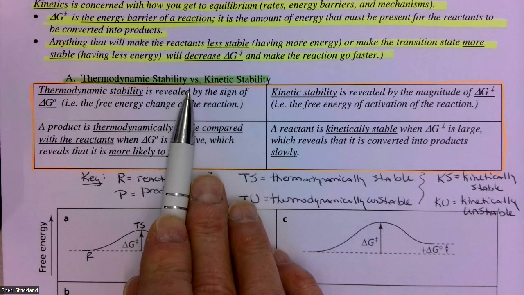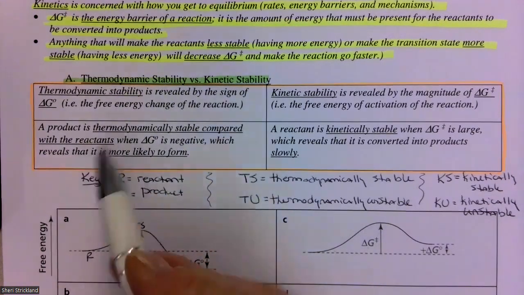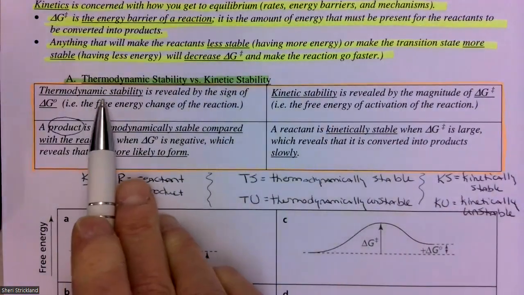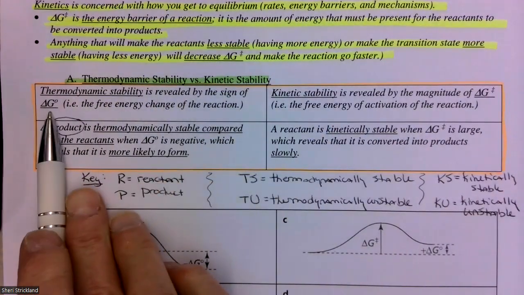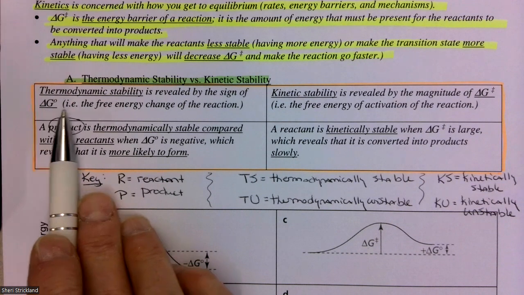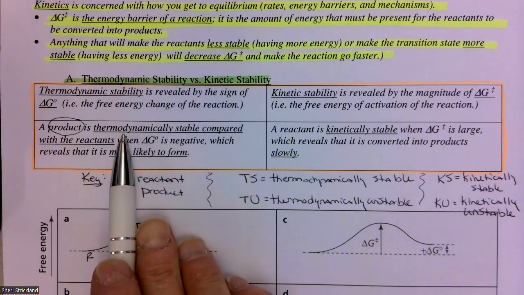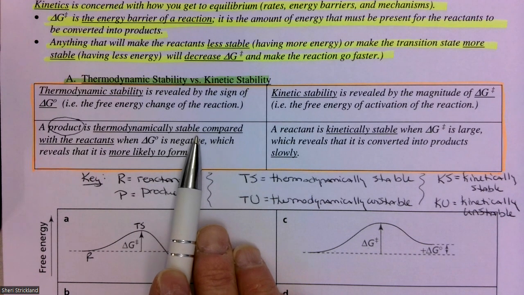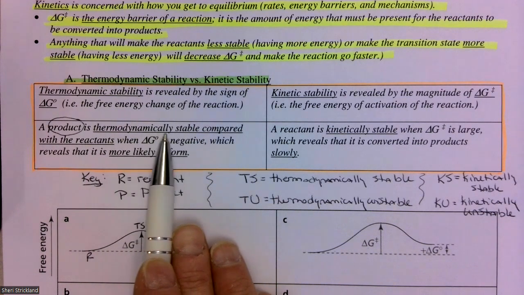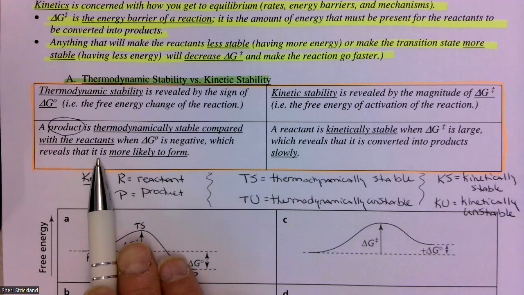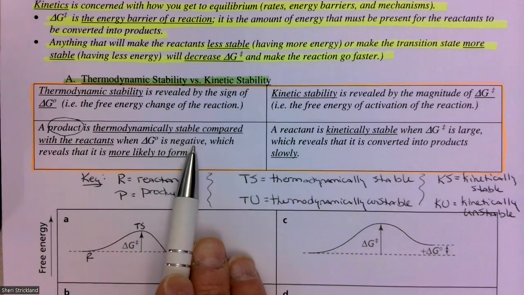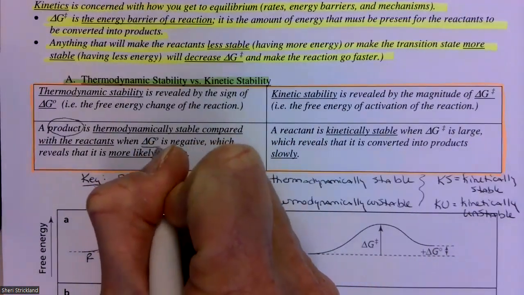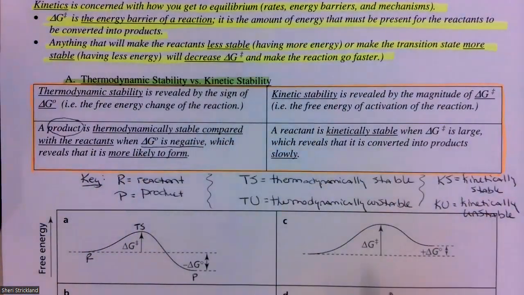Thermodynamic stability is done for products. So thermodynamic stability is revealed by the sign of the free energy change of the reaction. We talk about whether a product is thermodynamically stable or thermodynamically unstable. If it's thermodynamically stable compared with the reactants, delta G will be negative. And when delta G is negative, then the products are more likely to form.